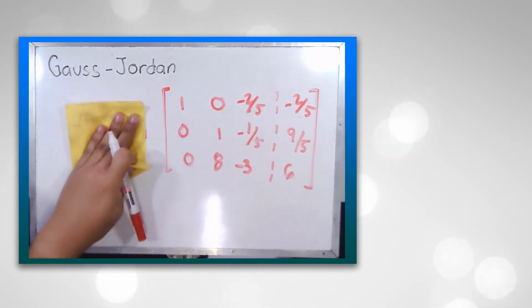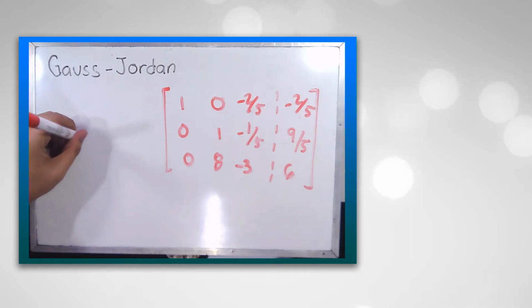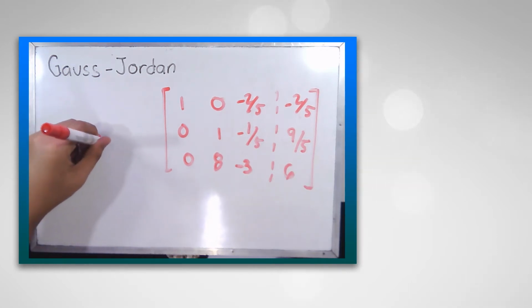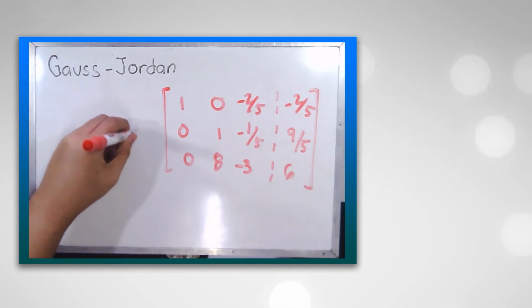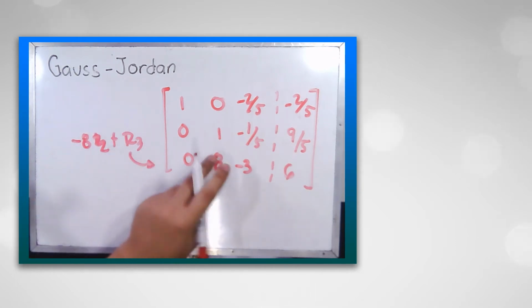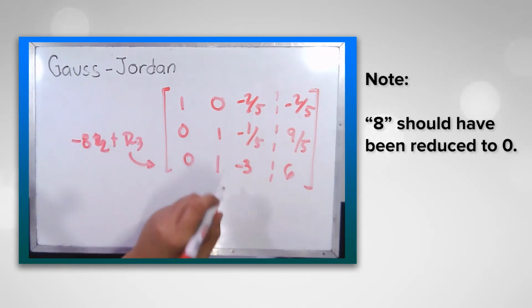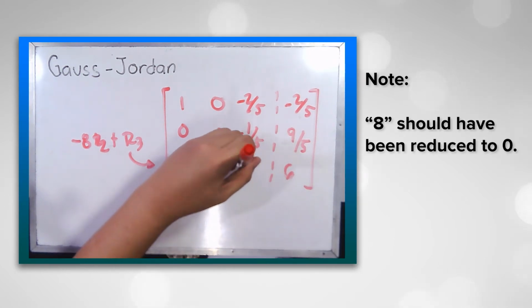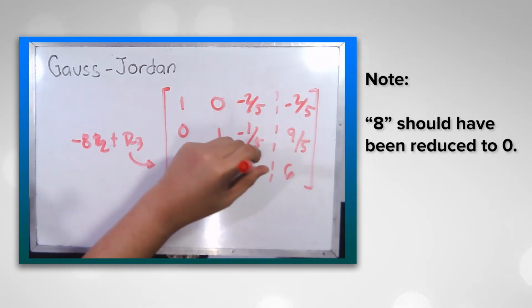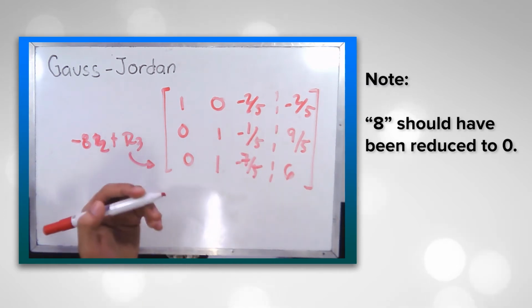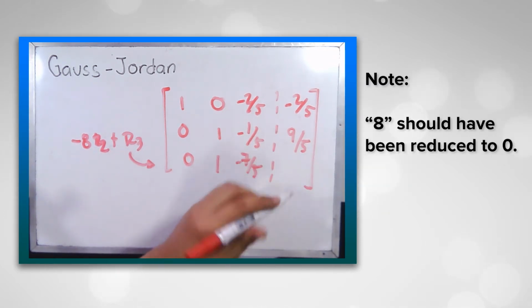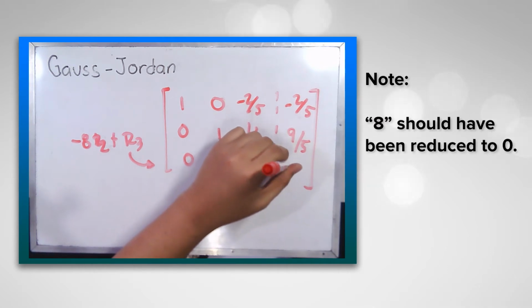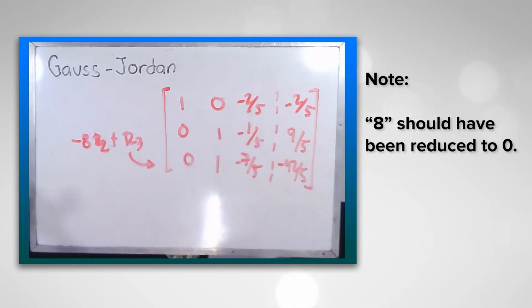And then multiplying the second row by negative 8 and adding the result to the third row, therefore reducing this into 1. Then the negative 8 will be arriving to negative 7 over 5, or negative 7/5. Then here will be negative 42 over 5.